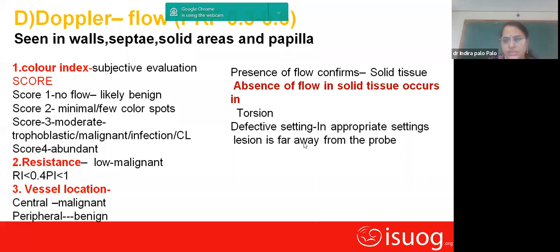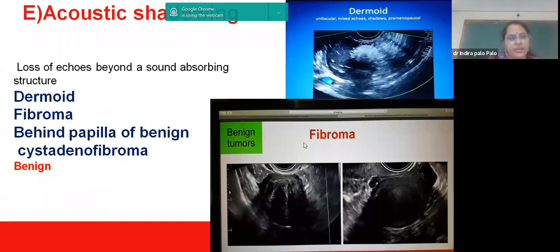Presence of flow confirms that it is a solid tissue, and absence of flow in a solid tissue occurs in torsion. Even if there is a solid mass, if it has undergone torsion, or if your machine has a defective setting, if your PRF is not properly set, even if there is flow inside, your machine is not able to pick up the flow. So you have to adjust your PRF in the machine so that you can pick up the flow. The fifth thing is the acoustic shadowing.